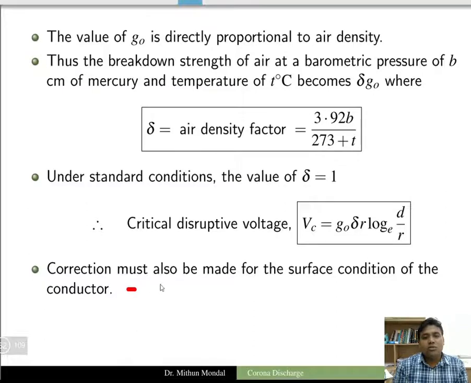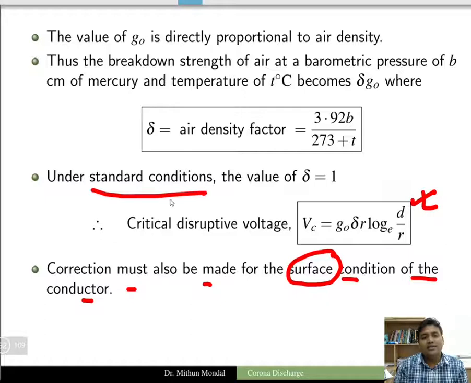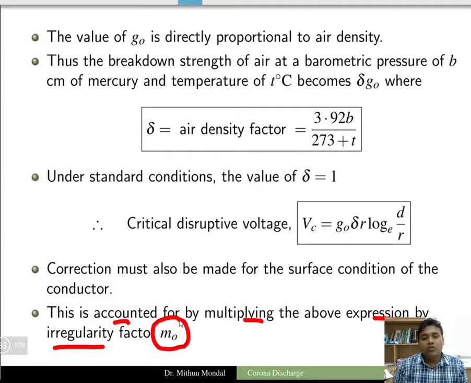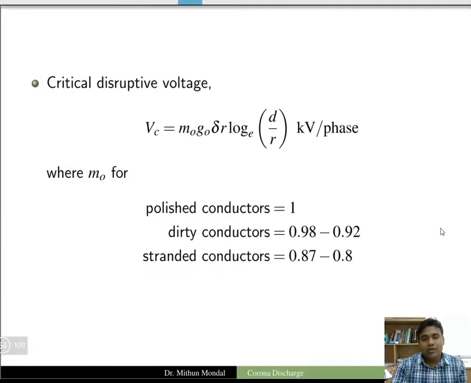Correction must also be made for the surface conditions of the conductor. In deriving this formula, we have not taken into consideration the surface condition. We have assumed that only the standard condition is there. So we multiply the above expression by an irregularity factor m naught. In order to include the surface condition, the irregularity factor m naught has to be multiplied with this term.